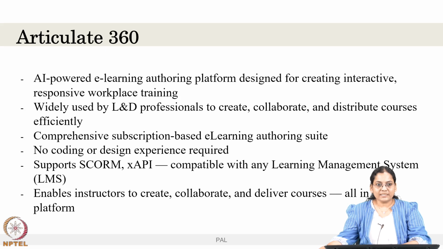Articulate 360 is one of the tools which helps to design personalized and adaptive learning environments. So let's deep dive into this tool. Articulate 360 is an AI-powered e-learning authoring platform designed for creating interactive and responsive workplace training. It is widely used by L&D professionals to create, collaborate and distribute courses efficiently. It is a comprehensive subscription-based e-learning authoring suite.